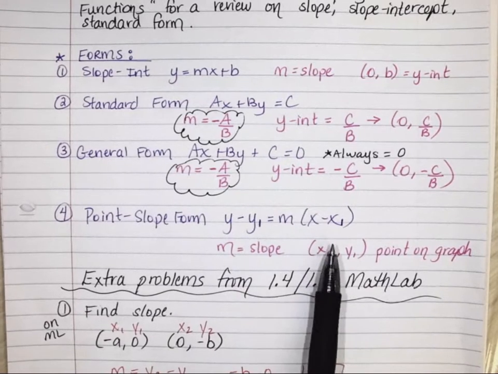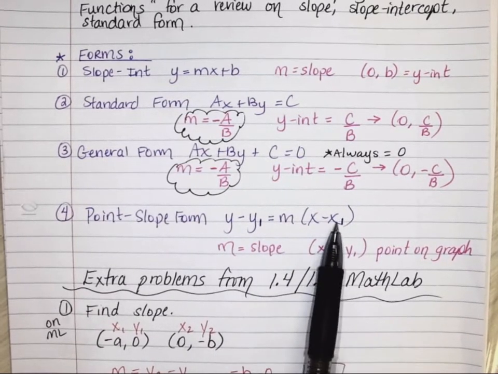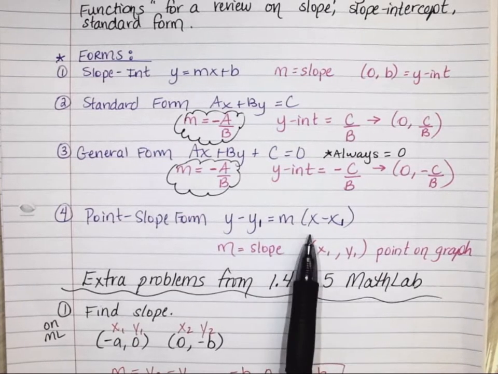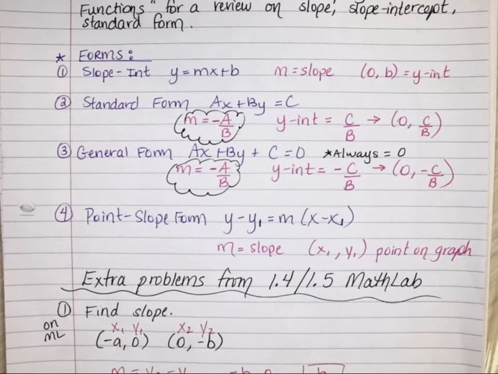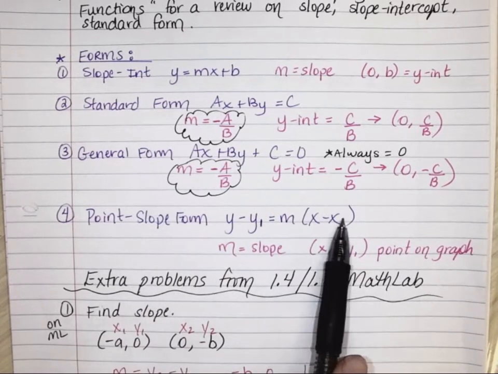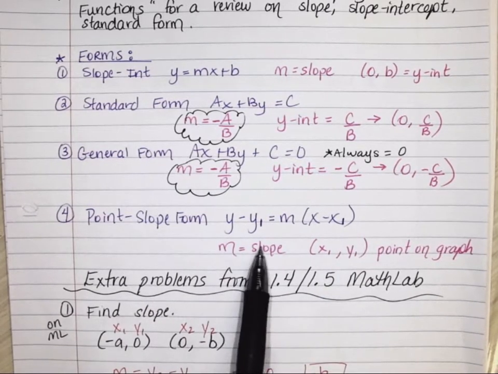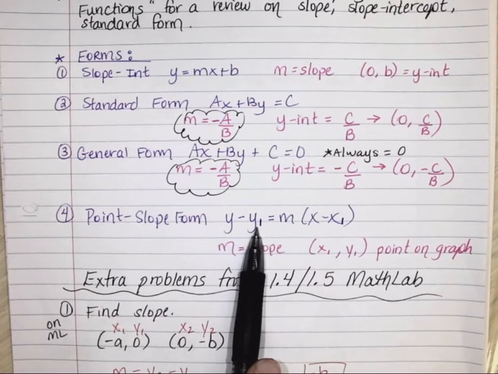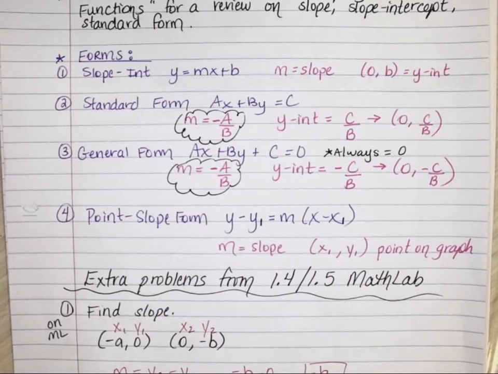Point slope form is actually the formula that they use to write equations of lines, which I'm sure you've already noticed if you've looked at your other set of notes and your other video. To me, if they ask you to leave it in point slope form, this is the easiest, because all you have to do is plug in your slope for m, plug in a point on the line for x1, y1, and leave it. You don't even have to simplify it any further.